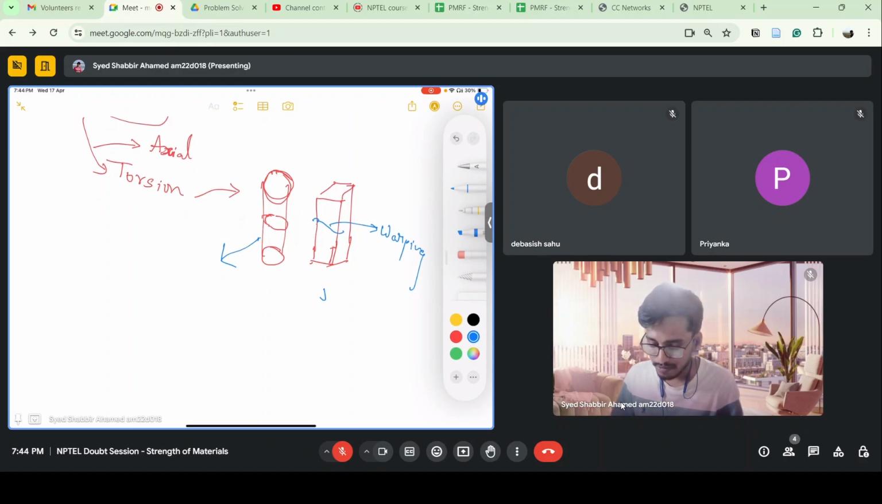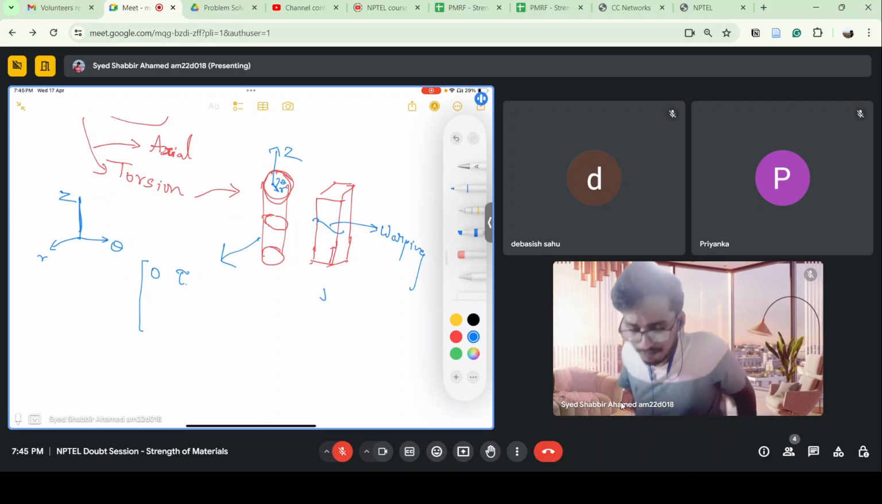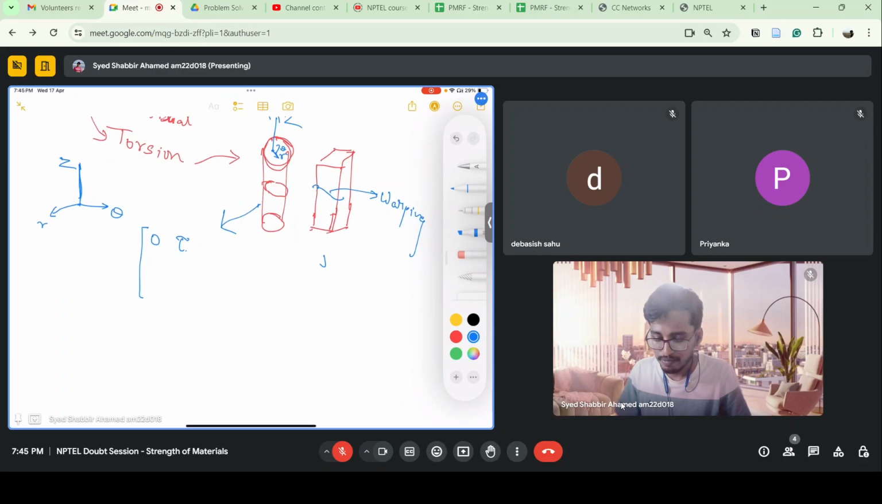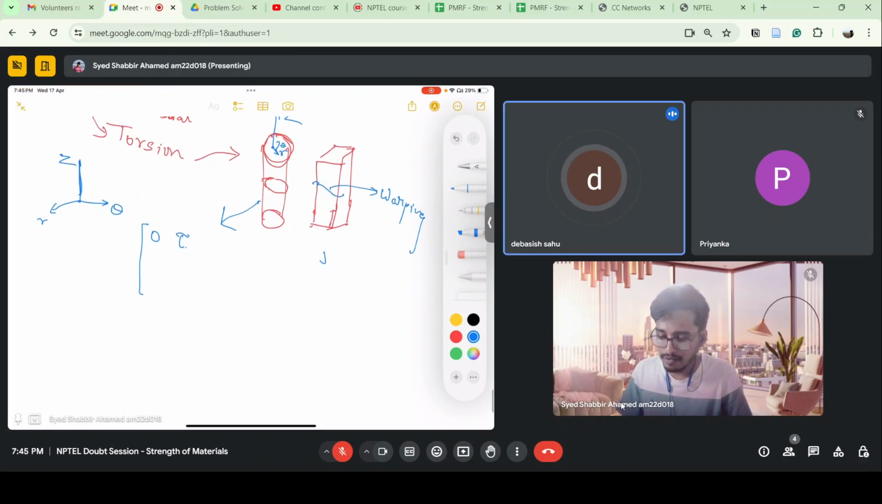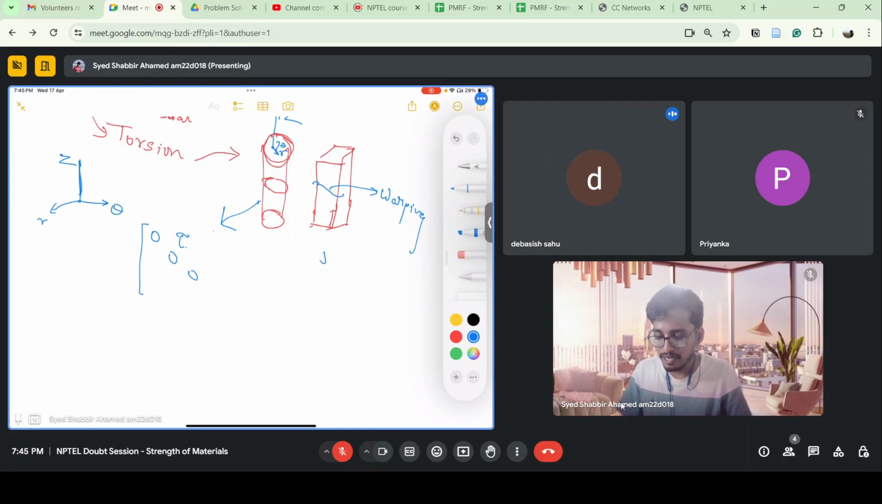In cylindrical shafts, when I apply a twisting moment, I'll get only this. Firstly, we are taking the polar coordinate system, which is r, theta, and z. z is in this direction, r is from the center outward, and theta is obviously the tangential direction. So here we are only getting these stresses. What do you call them? Shear stresses only. We are not getting any normal stresses. If we apply only torsion, we get shear stresses.